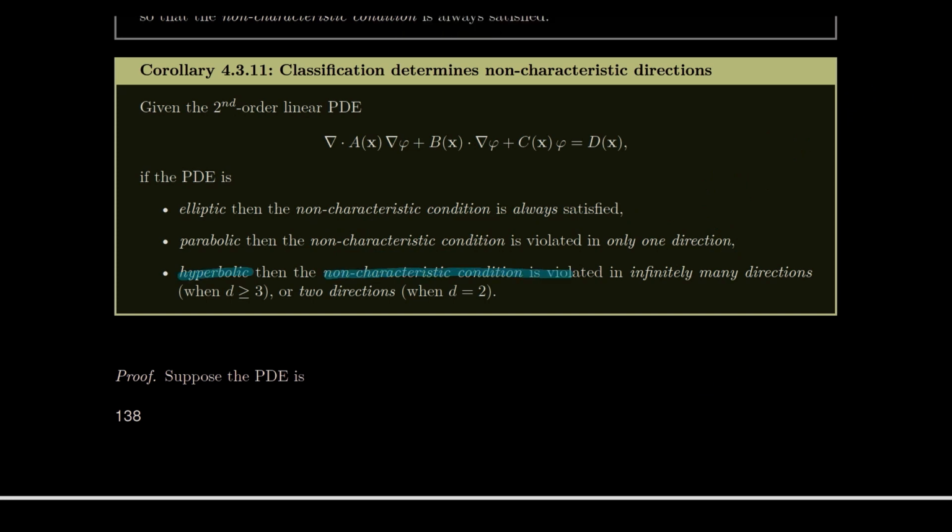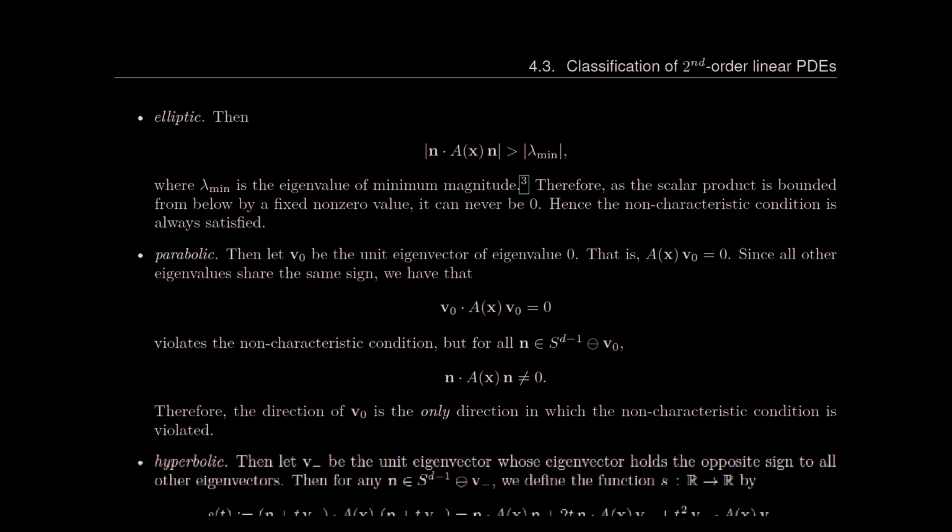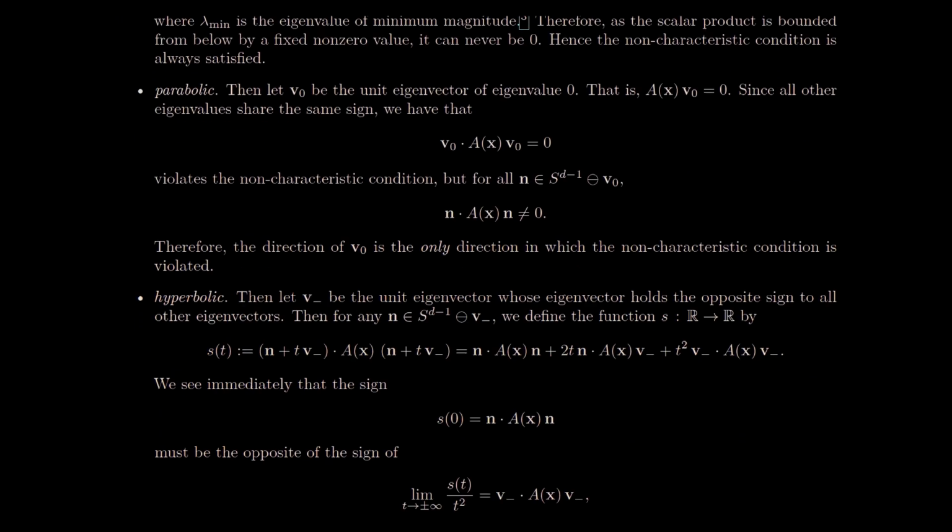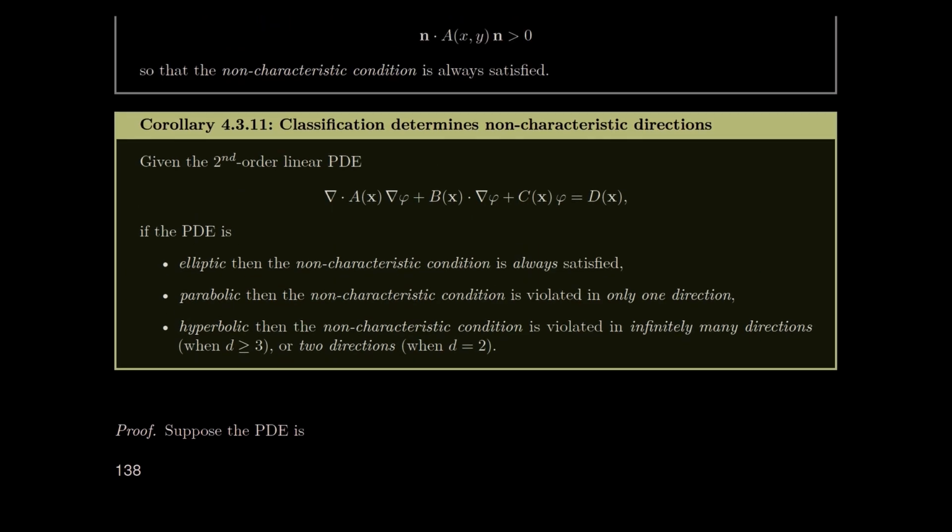The non-characteristic condition will be violated in infinitely many directions, in the case that our dimension is greater than or equal to 3, or in fact two directions when our dimension is equal to 2. So we get a nice classification of all of the non-characteristic conditions specific to elliptic, parabolic, and hyperbolic PDEs. I've got a proof here. It's fairly easy to go through all of the cases and just determine how many non-characteristic directions you have. I guess the main importance is just that in the elliptic case, it's always satisfied. This is what we tend to really look for.